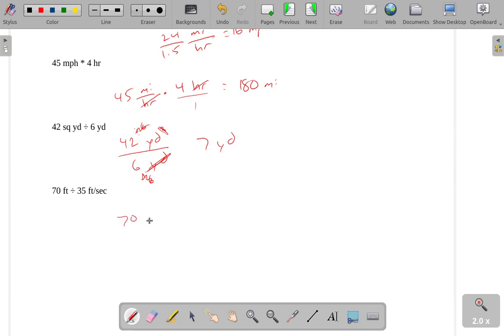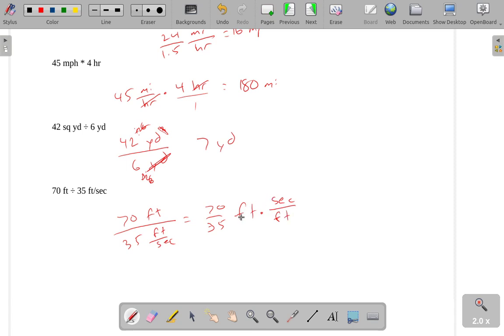Similarly, if we had feet, 70 feet divided by 35 feet per second, well, I'm going to split this up. I'm going to say 70 divided by 35 because that number is nice and easy to work with. Then I'm going to have feet, and I have divided by a fraction here. And if you remember your rules for fractions, whenever you're dividing by one, you can just change that and multiply by its reciprocal. So seconds per foot. So I had feet divided by feet per second. So I'm changing it into feet times seconds per foot.